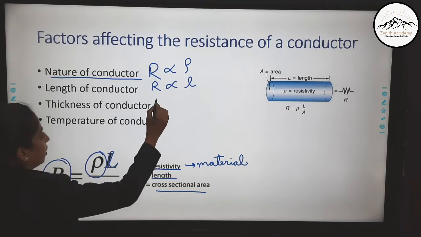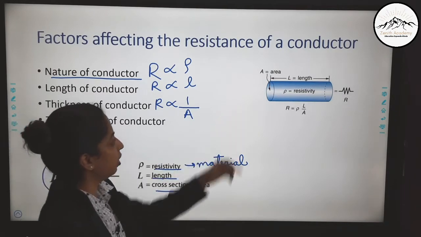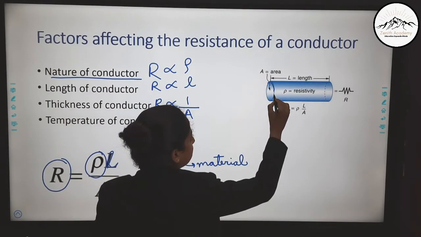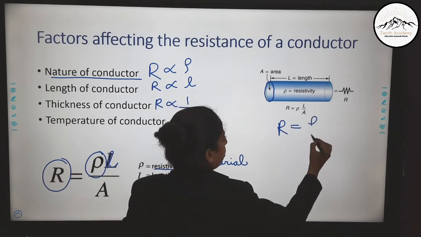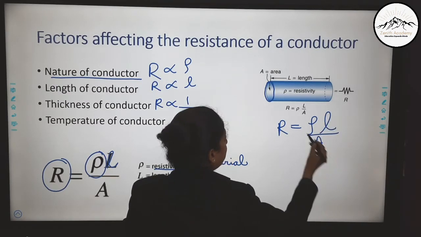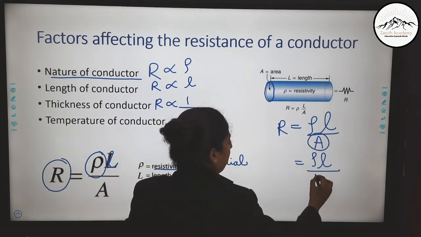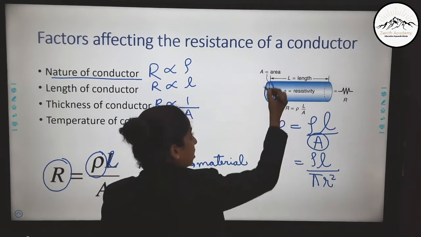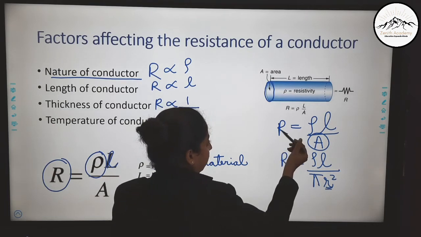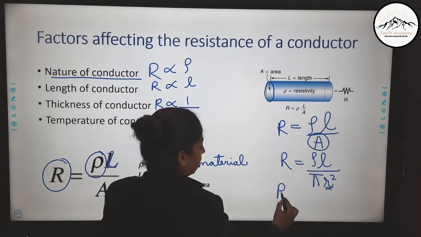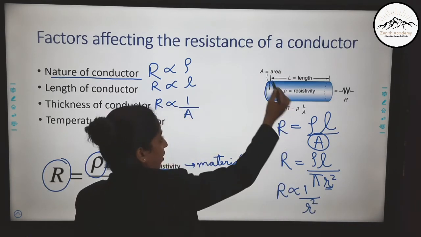Now thickness of conductor, you can see resistance is inversely proportional to area. Now what is area? If you see here, this is the area. Area of cross section is basically a circle. So if we write the formula R is equal to rho L upon A, this is area. Instead of A, we can write pi R square, because the area of cross section is a circle where R is the radius of this circle. So we can say resistance is inversely proportional to area, or we can also say that resistance is inversely proportional to the square of the radius of this area.